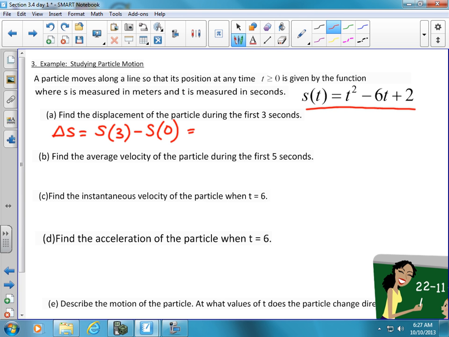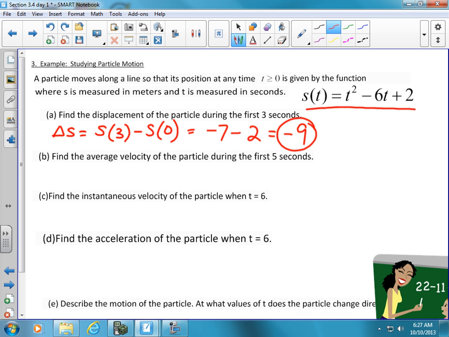So if we plug a 3 into this equation, we get -7. And if we plug a 0 in, we get 2. And therefore, our particle has a displacement of -9. It's okay to have a displacement of negative number. That means it's moving backwards or to the left.